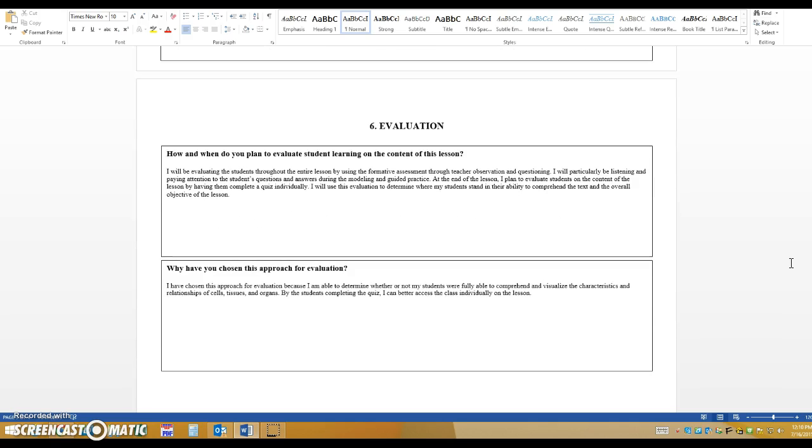Why have you chosen this approach for evaluation? I have chosen this approach for evaluation because I am able to determine whether or not my students were fully able to comprehend and visualize the characteristics and relationships of cells, tissues, and organs. By the students completing the quiz, I can better assess the class individually on the lesson.